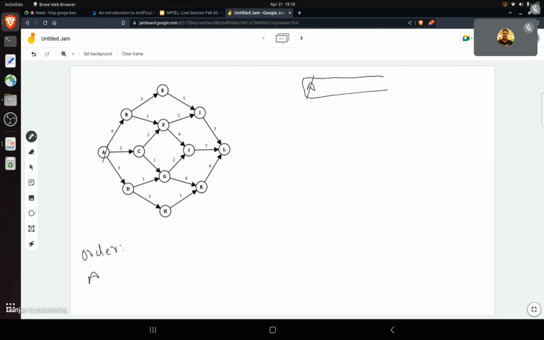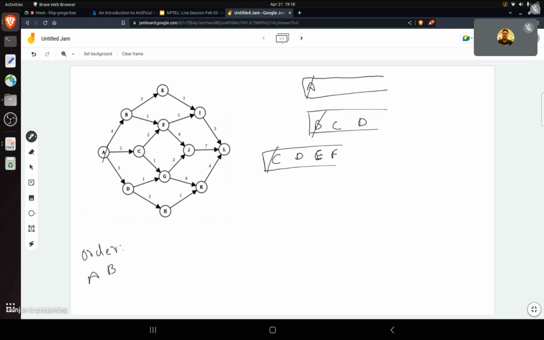So okay, we started with A, right? Then we put B followed by C followed by D, right? That is what we have in the queue so far. Then we pop B, order of exploration A B. Then we have C and D in the queue and the children of B, that is E and F. Okay, good.